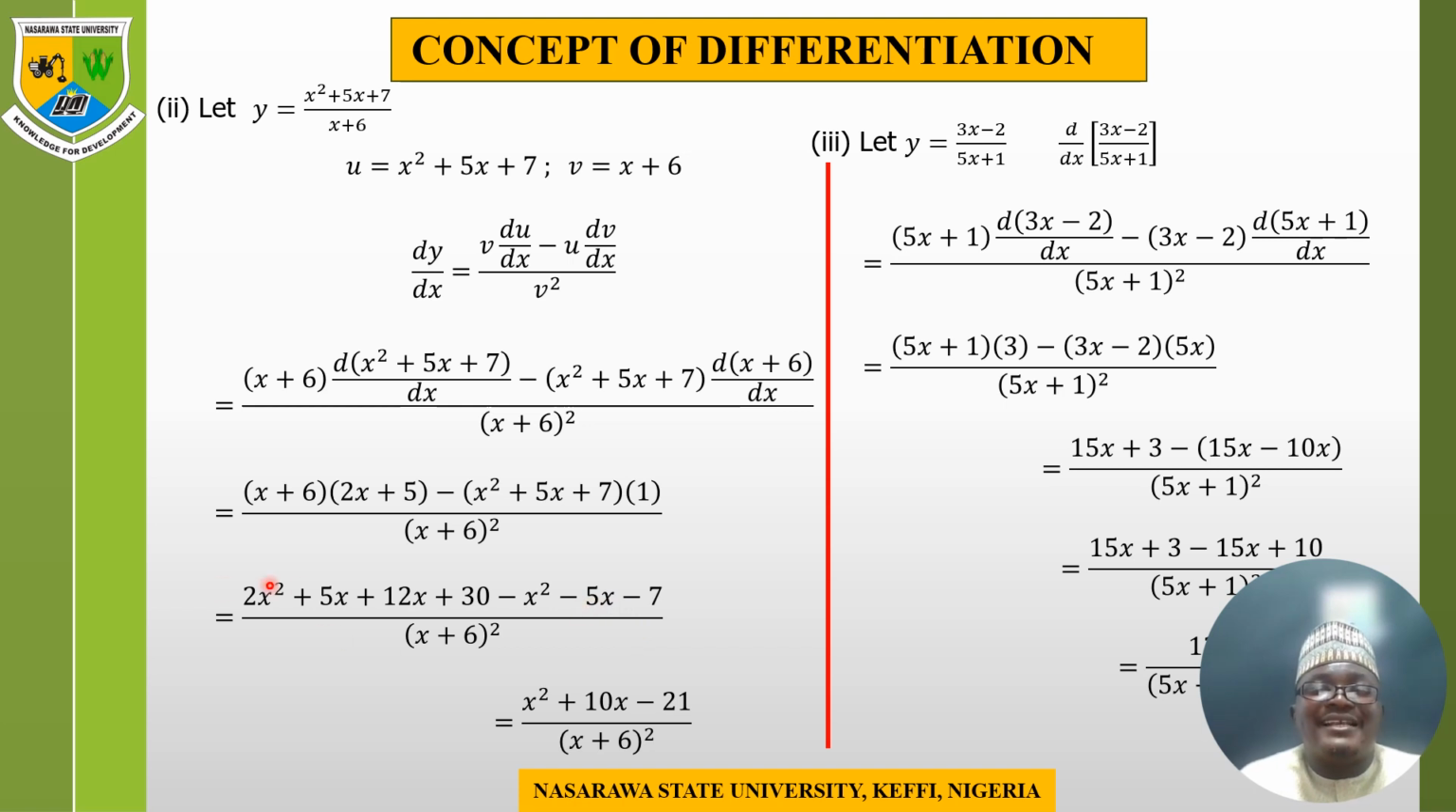Then now when you collect like terms here, you collect this one and this one together and subtract each other, you are going to have this. So 5 times this, you are going to have 17. And 17 minus 5, you are going to have 12x, not 10x. Correct it, not 10x. Then this one is 30 minus 7, you are going to have 21. Then all over, this is our v.